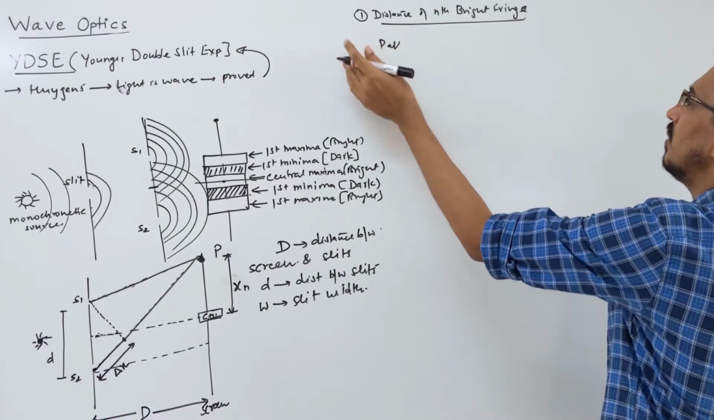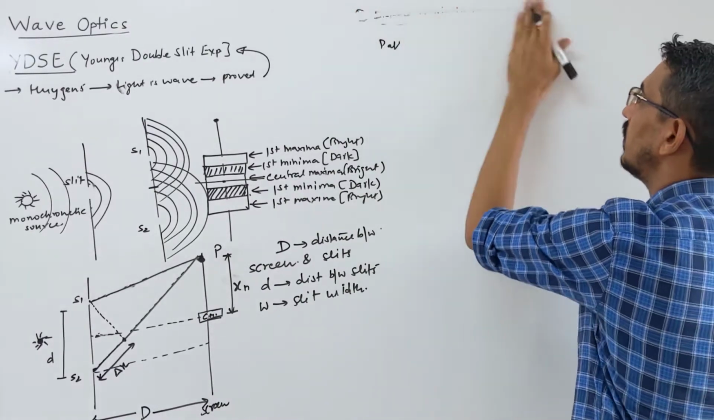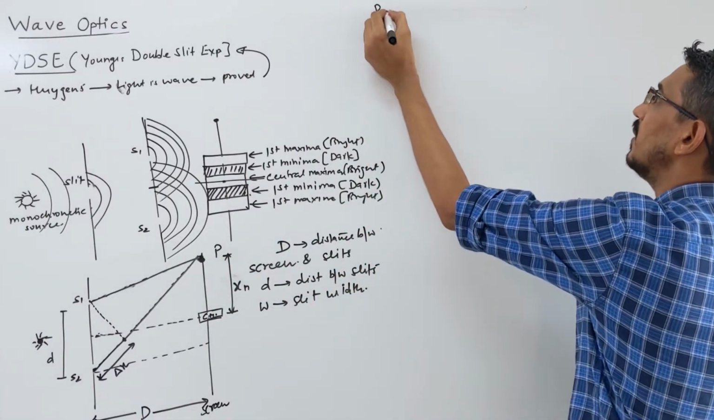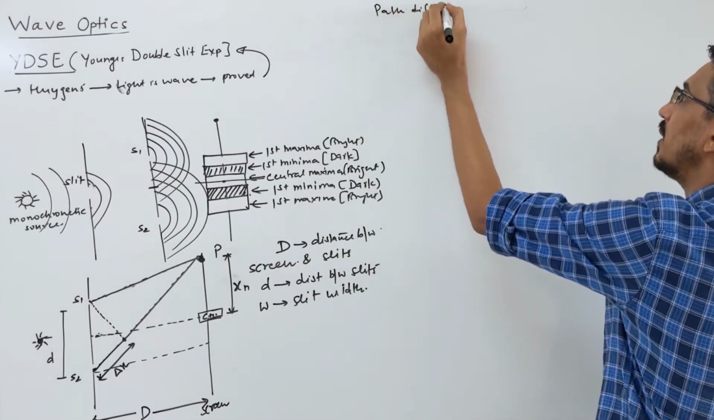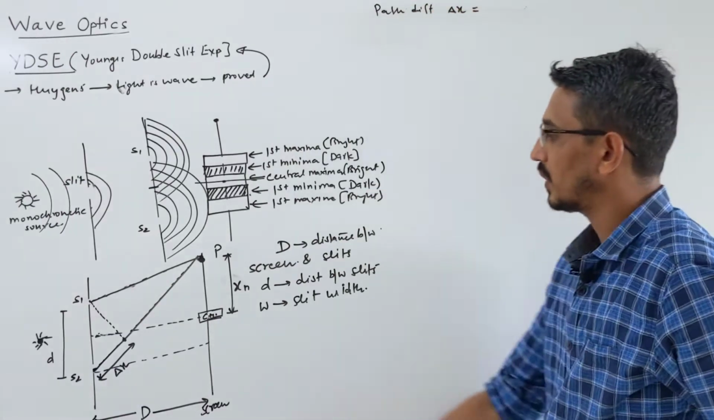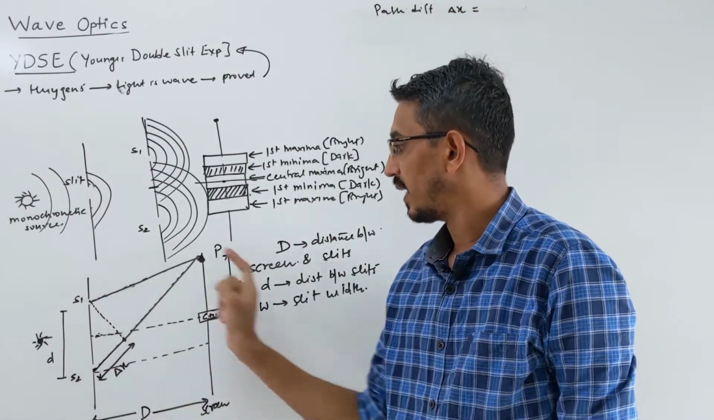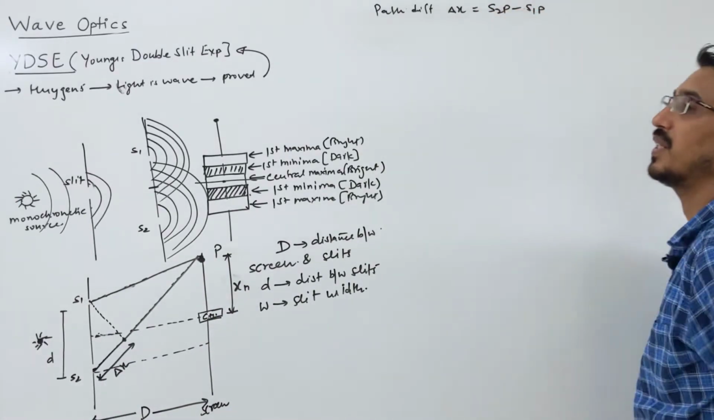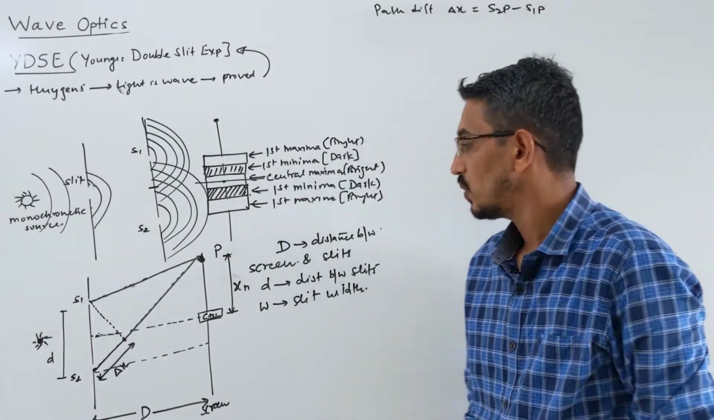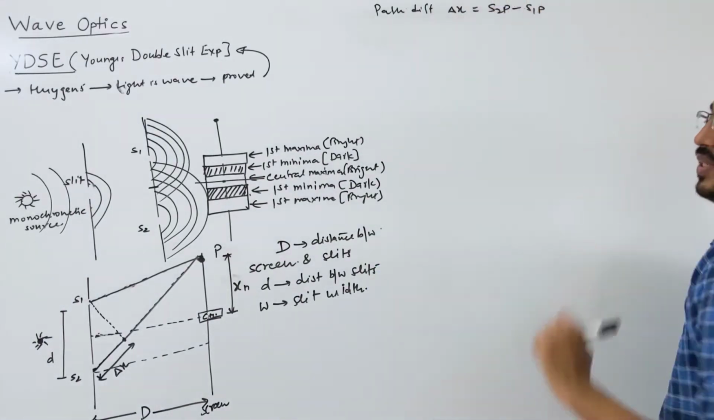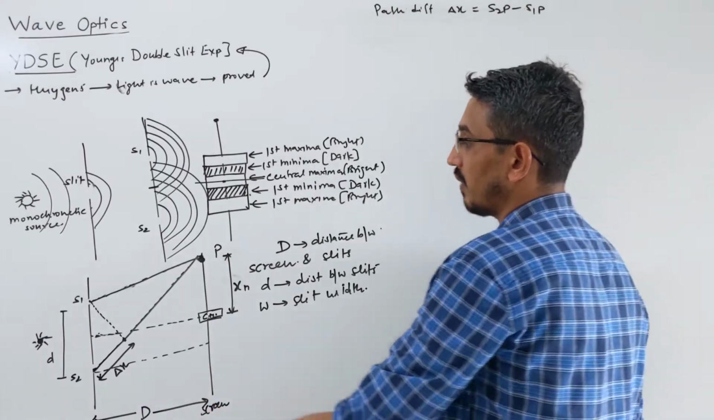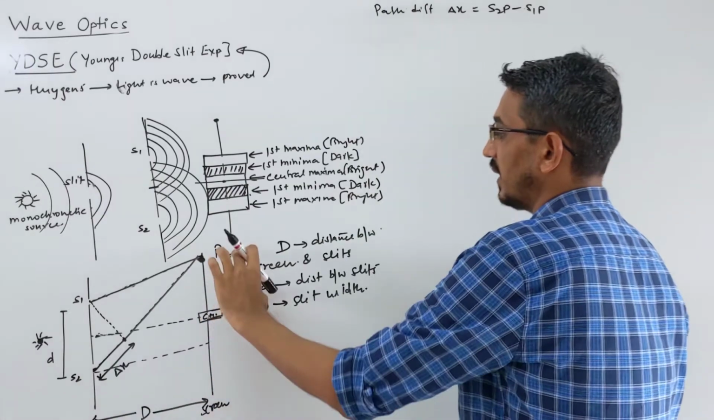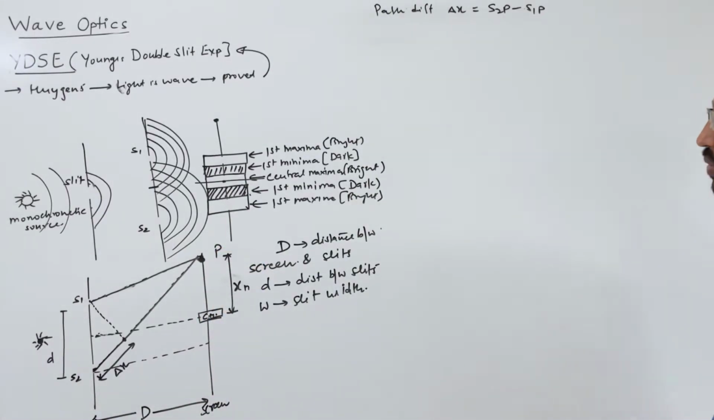Before writing the condition, let's first calculate the path difference in this case. The path difference del x is simply equal to the difference between this length and that length, S2P minus S1P. This is your path difference. We want to calculate this del x in terms of the given quantities: the distance between slits, the distance of the screen, and xn.